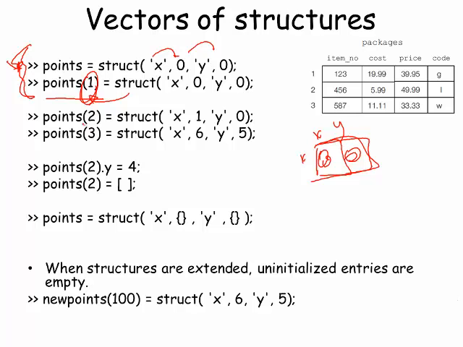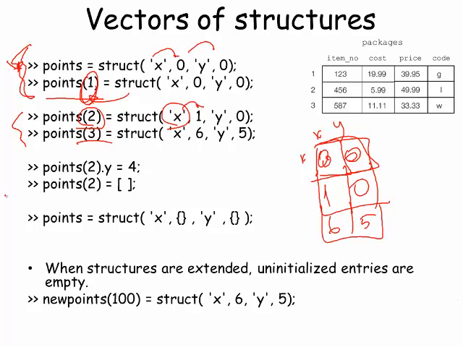All right, so points 2, the second element of my structure, or the second row of your Excel sheet, if you want to think about it that way, will contain x field to be 1. So you just extended: x field 1, y field 0. The third point will be 6, 5. All right? Okay, so that's how I create the structures, by indexing and then assigning a structure on the right-hand side.